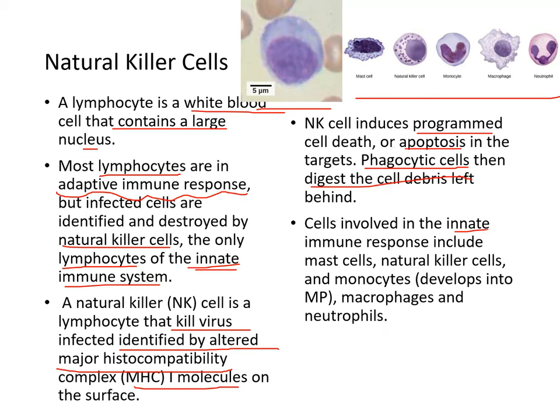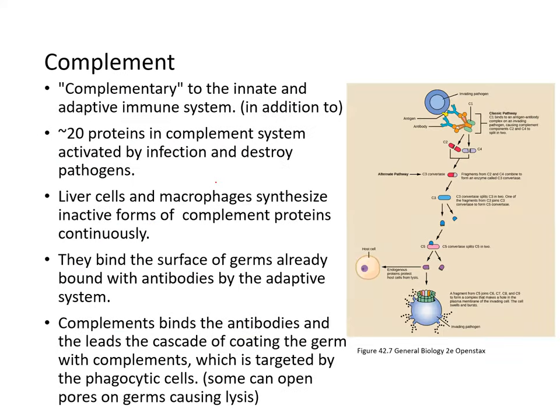Cells involved in the innate immune response include mast cells, natural killer cells, monocytes, which develop into macrophages, and neutrophils. So, what is the complement system that I mentioned earlier? They're complementary to the innate and adaptive immune systems. There are about 20 proteins in the complement system that are activated by infection and destroy the pathogens. And the liver cells and macrophages synthesize inactive forms of complement continuously.